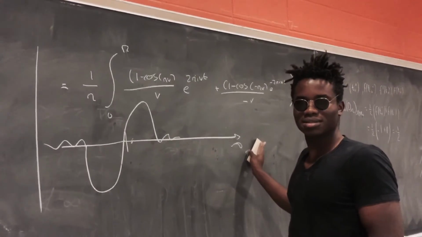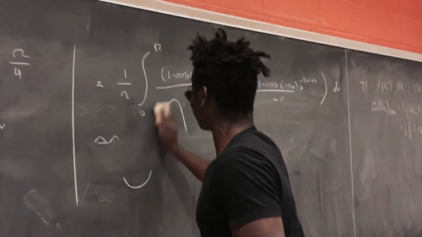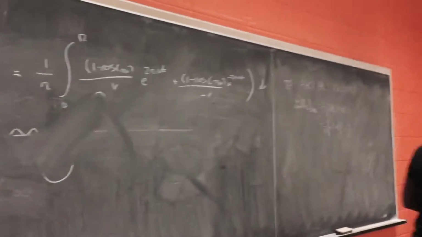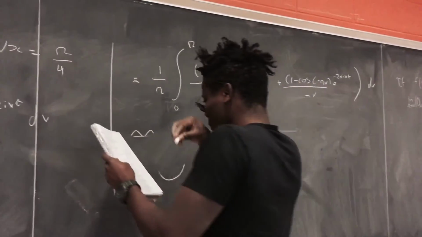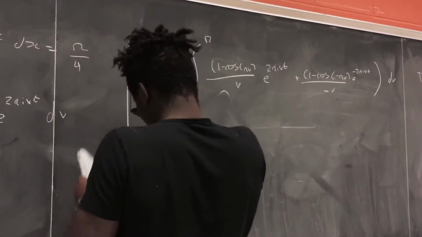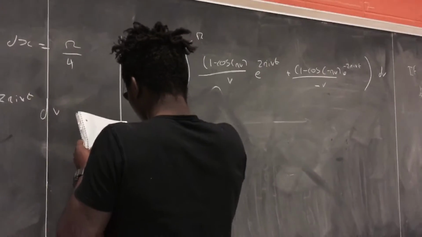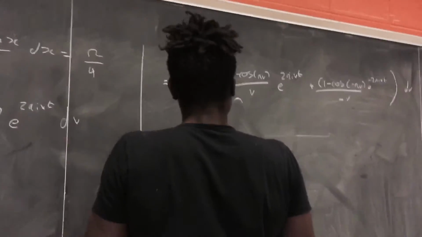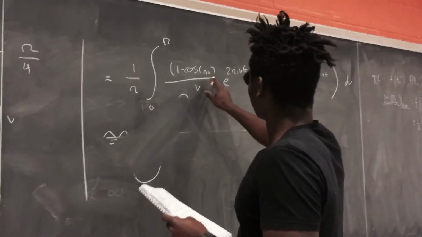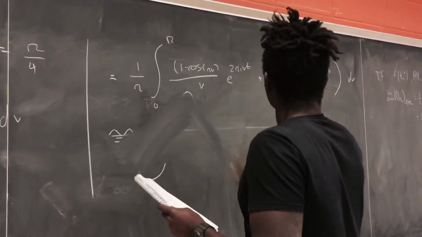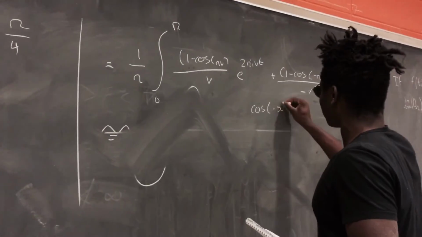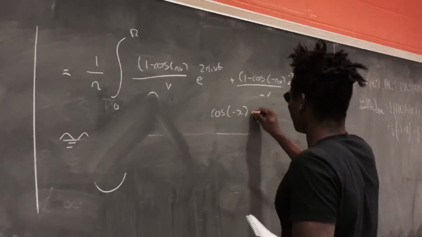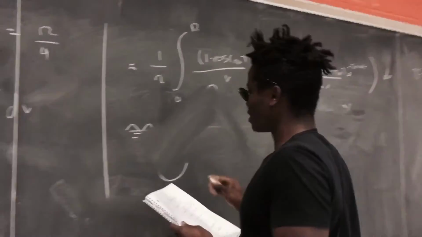Does that make sense? Okay, so let's keep going. Next, we're going to factor out a 1 minus cos pi v over v. Know that because cos is even, cos of negative x is equal to cos of x, right? Therefore, we can say this next.